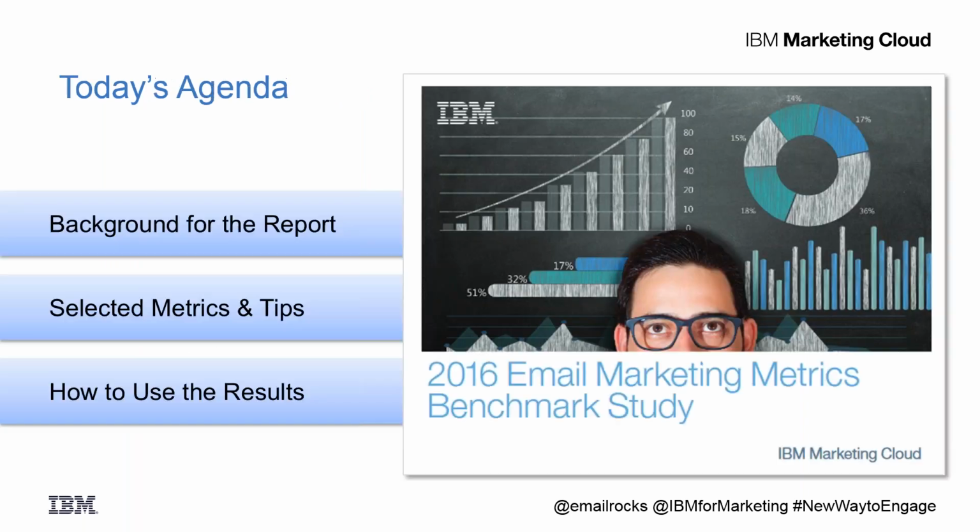So, today's agenda, give you a little bit of a roadmap here. I'll give you a little bit of background on the report. I'm going to jump into a selected set of metrics and some tips that go along with each of those metrics. And then I'll give you 7 different things that you can do at the end of our time together that'll help you apply what we've walked through. So hopefully you'll be able to talk about this and put some of this to work right away.